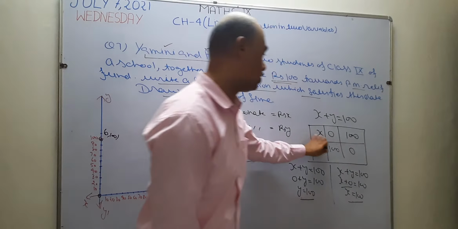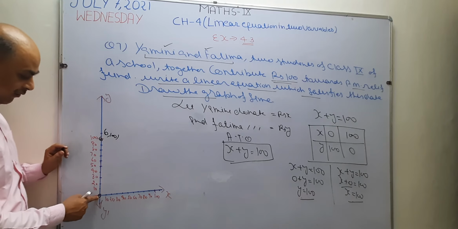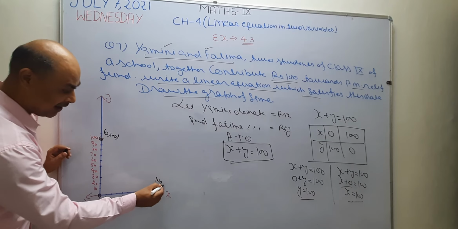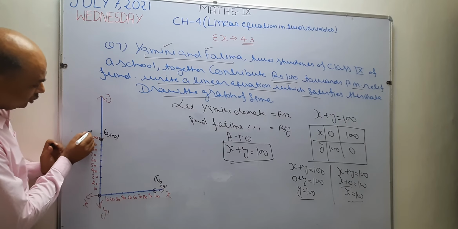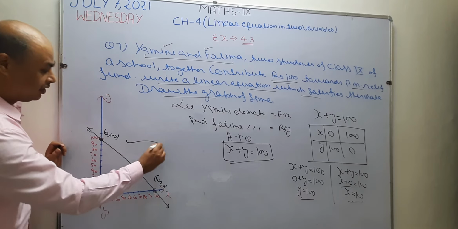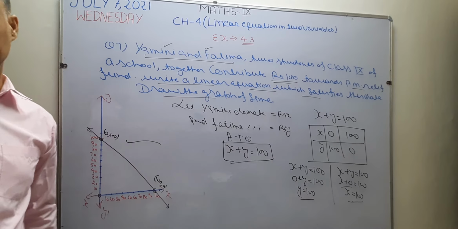This is the first point on the graph. Next time take x equal to 100 and y = 0. Where y is 0? At this point y is 0 and the value of x is 100. So the point becomes (100, 0). Now join these 2 points. When you join these 2 points, this is the required graph of the given equation. This is your answer.